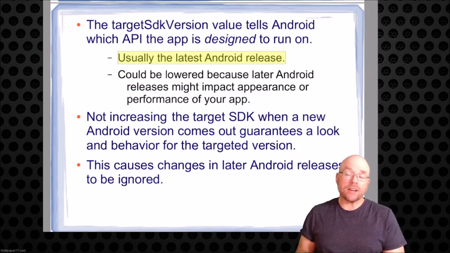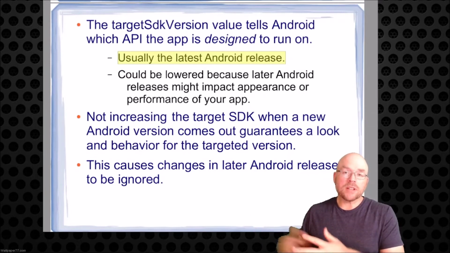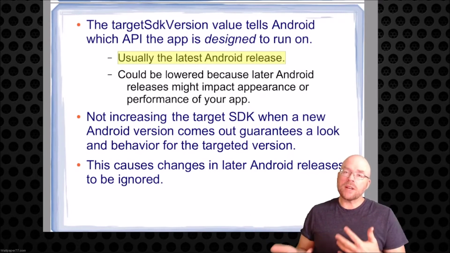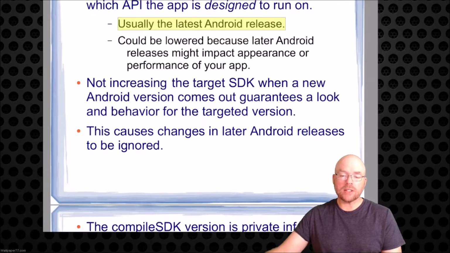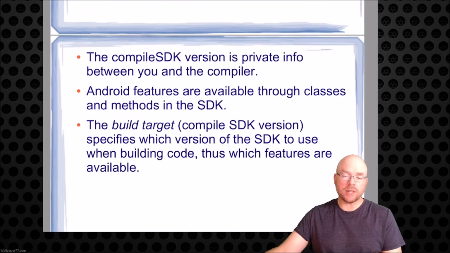Okay, I mean, that could be a thing, but usually what you would do is upgrade your app to deal with being the best experience on 40. But remember, there's reasons why sometimes you can't do that or it's delayed. So this might be one of the reasons why you make sure that your target is lower than the release. And that causes the changes in later Android releases to be ignored.